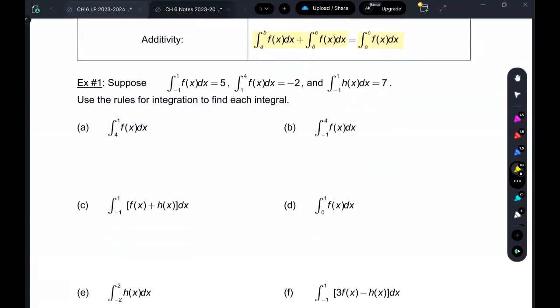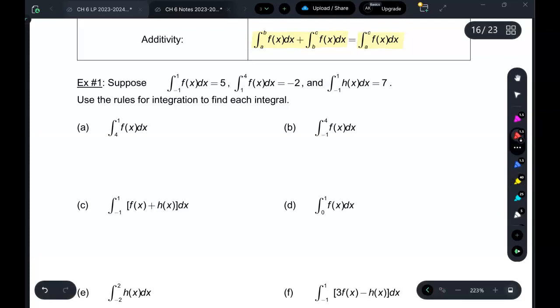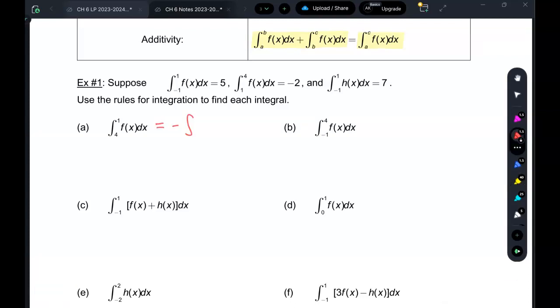All right, so here we know the integral from -1 to 1 of f of x dx is 5, from 1 to 4 is -2, and -1 to 1 of h of x is equal to 7. So, first one, what do we notice about the limits of integration? Lower numbers on the top, so we're going to switch that. So it's going to be from 1 to 4 of f of x dx, but the opposite.